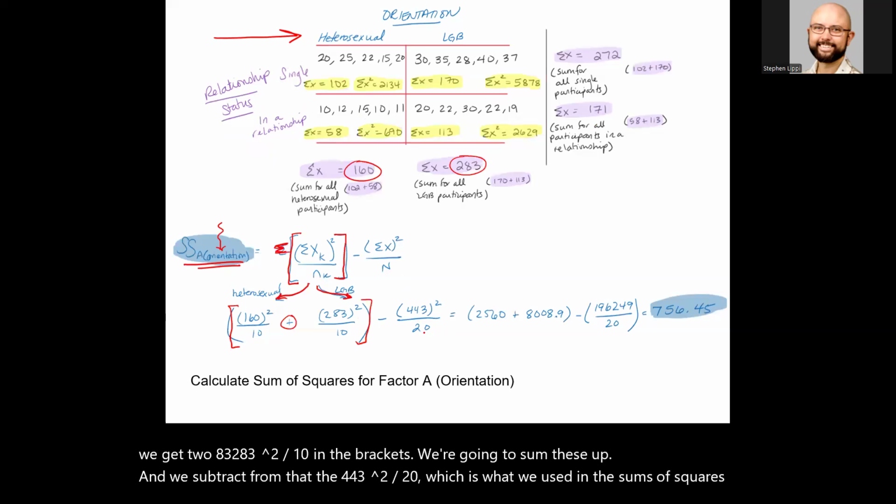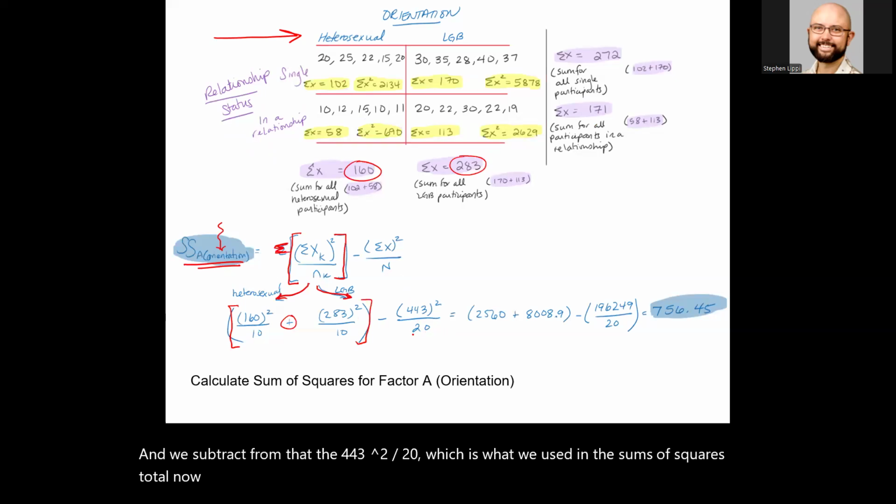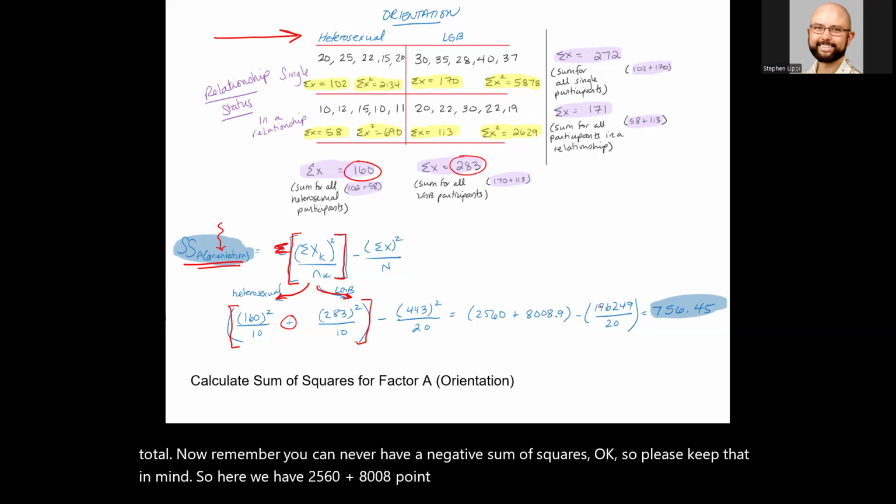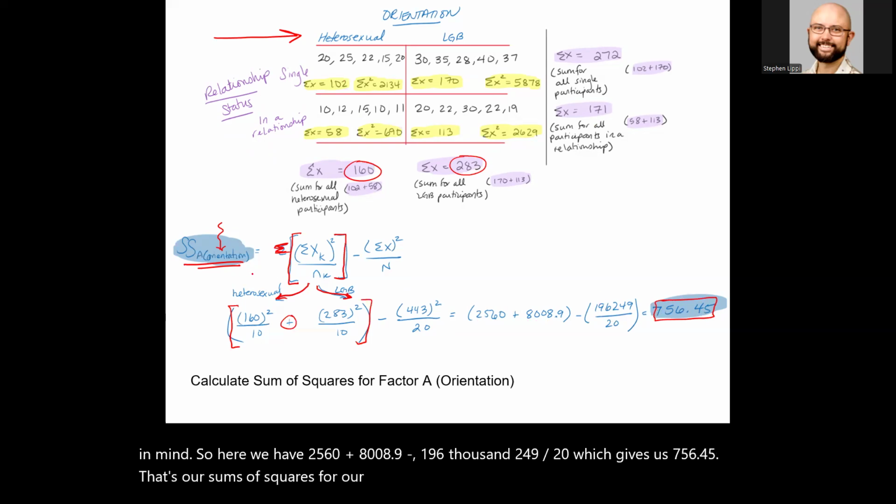Now, remember, you can never have a negative sum of squares, okay? So please keep that in mind. So here, we have 2560 plus 8008.9 minus 196,249 over 20, which gives us 756.45. That's our sums of squares for our first factor, for orientation.